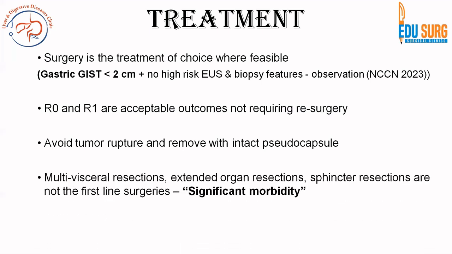Multivisceral resections, extended organ resections like total gastrectomy or APR are not first-line surgeries, as these are surgeries with significant morbidity, and these patients should be offered neoadjuvant medical therapy. Debulking-like surgeries are not recommended in GIST. We have a lot of medical options available. So where you can't achieve R0 or R1, then surgery is not the treatment of choice.